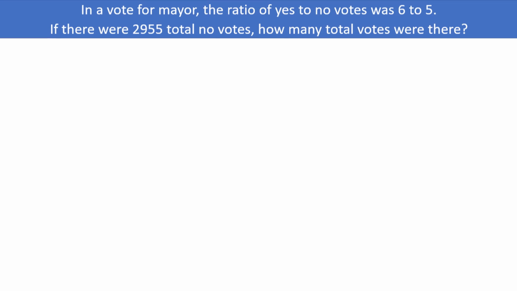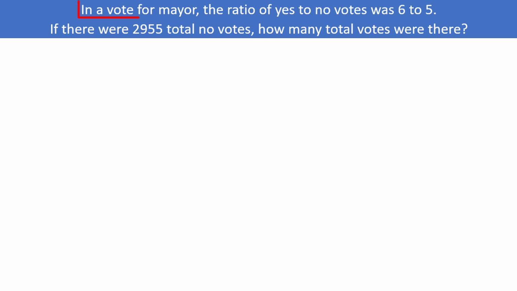Let's try another one. In a vote for mayor, the ratio of yes to no votes was 6 to 5. If there were 2,955 total no votes, how many total votes were there? Now be very careful here. Our two pieces of information are not equivalent.